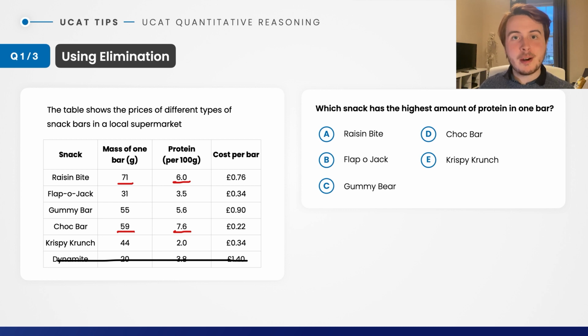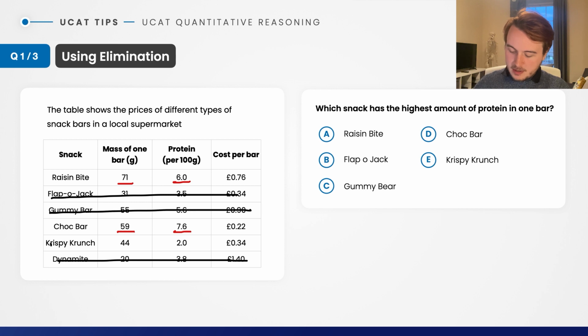Of course, we're going to keep chalk bar in just now, as it's higher in one and lower in the other. So we're going to have to keep that one in. But let's at least get rid of another 3 options there. So let's get rid of flapjack, gummy bar, and crispy crunch. Grand, this is a much easier table to work with in my eyes. We've only got 2 things to worry about. And in fact, we're just going to do the 2 sums for this one.